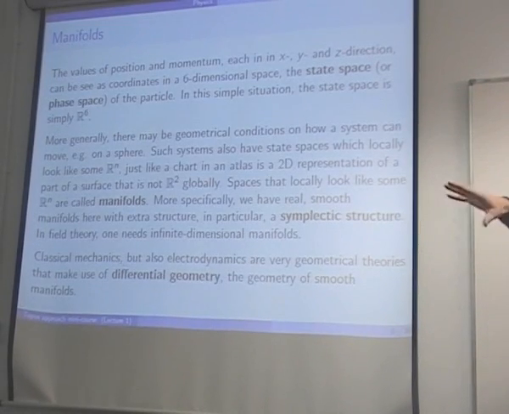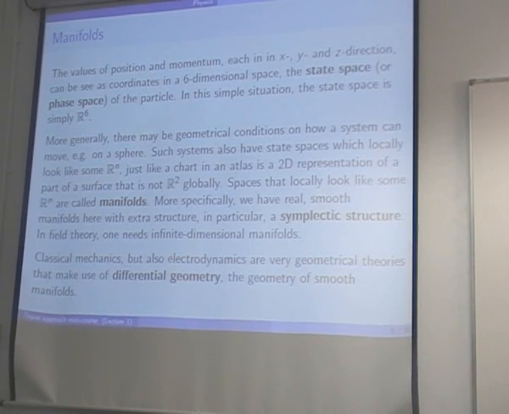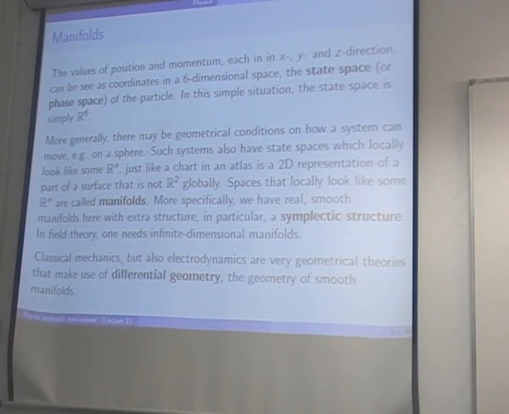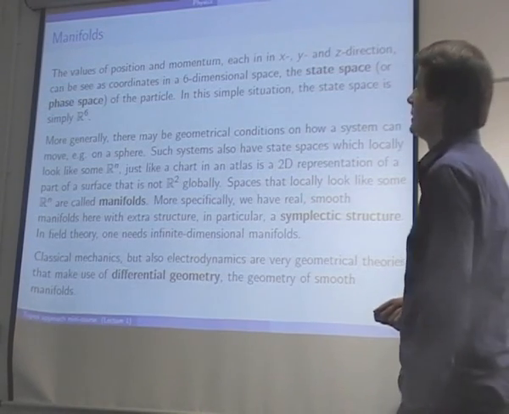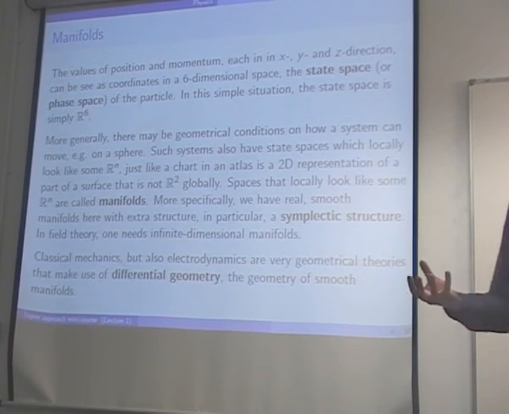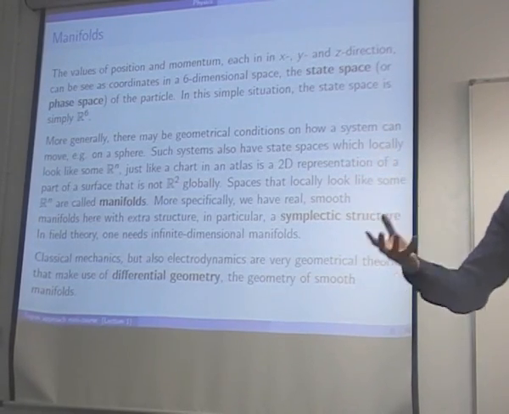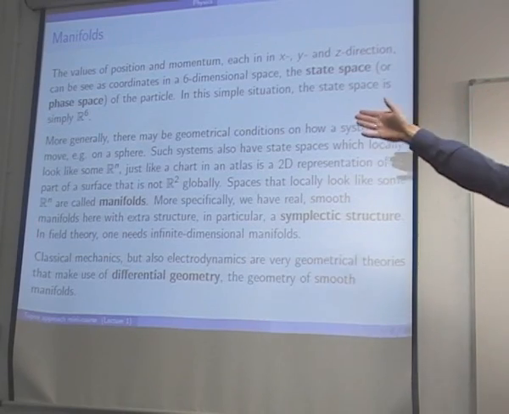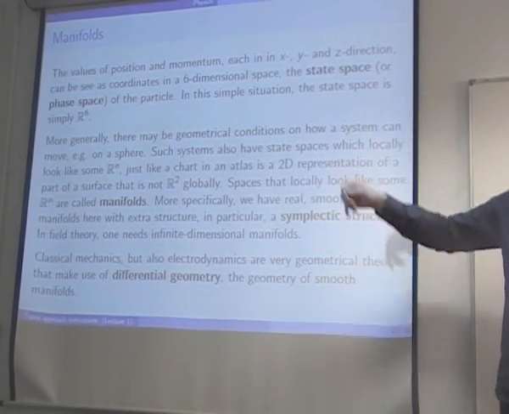Now, if you look at the values of position and momentum, they each have three components. There's an x, y, and z component of position and likewise for momentum. And you can see them as coordinates in a six-dimensional space, and this is nothing but the state space of the system. This is very simple actually, because every point in this space is one possible state of this particle, and in this simple situation we just have R6 as our state space for a single particle.